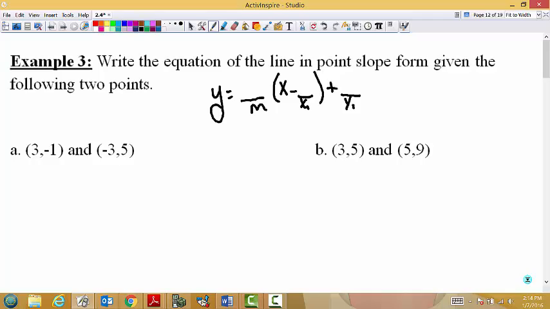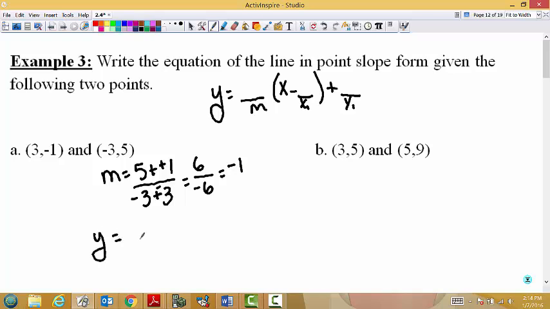So the first thing I'm going to do is find my slope. 5 minus negative 1 over negative 3 minus 3. That's 5 plus 1 is 6. Negative 3 plus negative 3 is negative 6. 6 divided by negative 6 is negative 1.